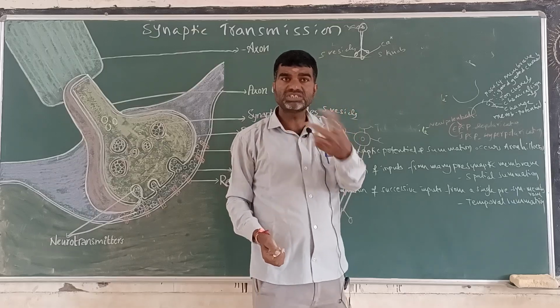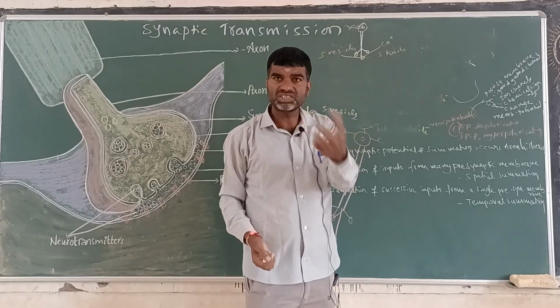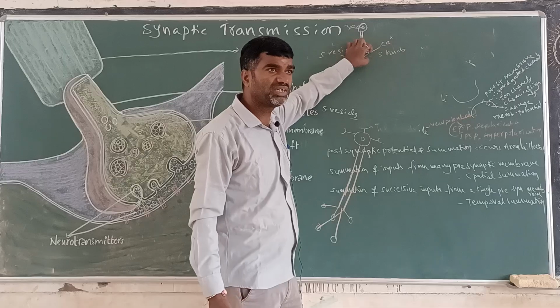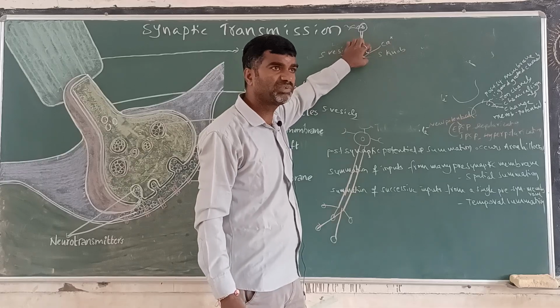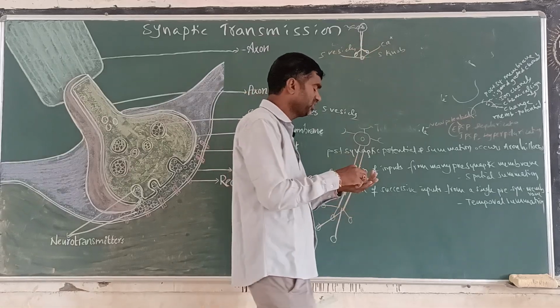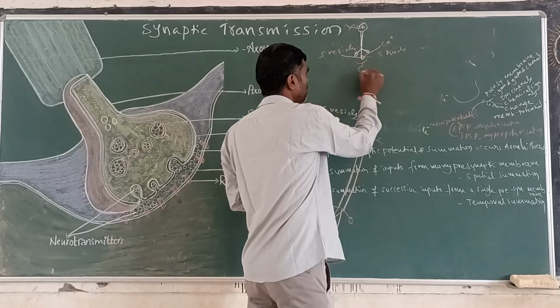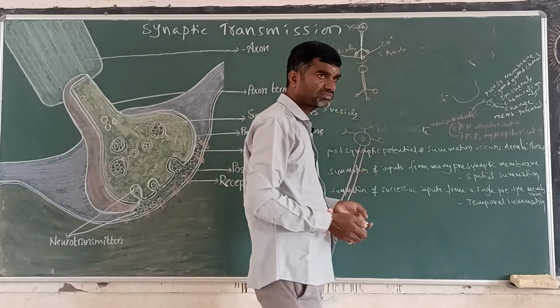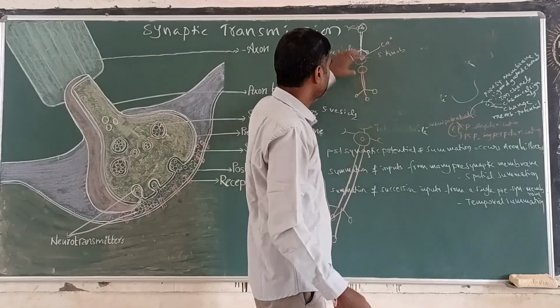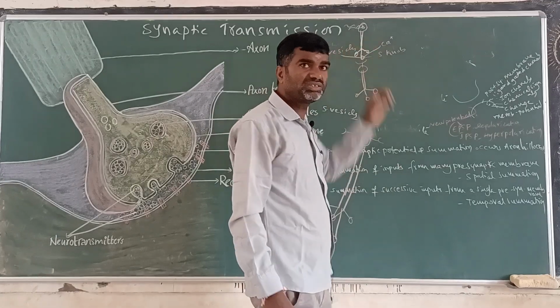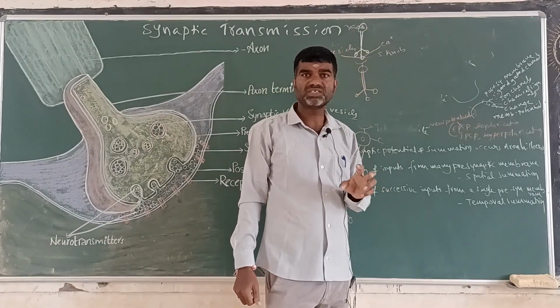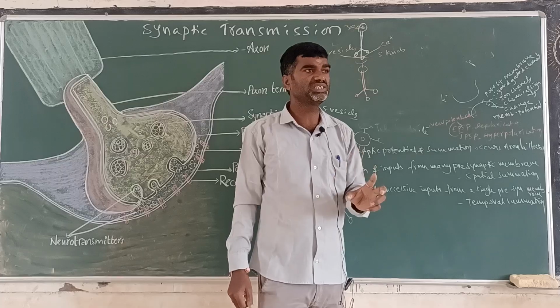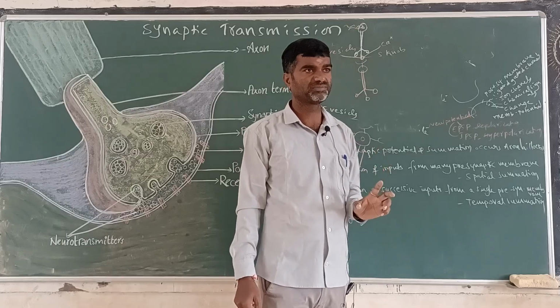The electrical potential is generated here in the synaptic cleft or the synaptic knob. The messages are jumping from one neuron to another neuron. So this is called another neuron. Here it contains a chemical synapse. The neurotransmitter here is called ACH, meaning acetylcholine.